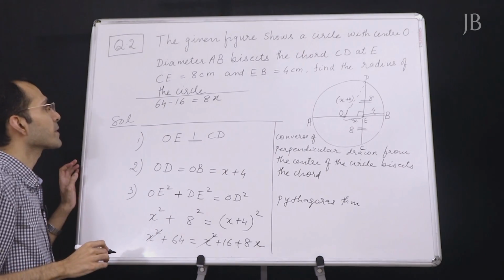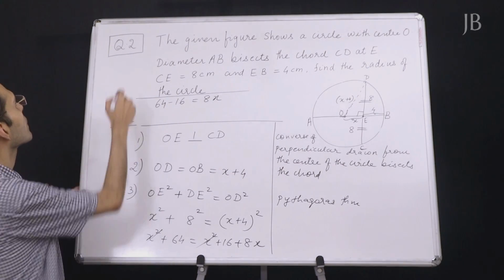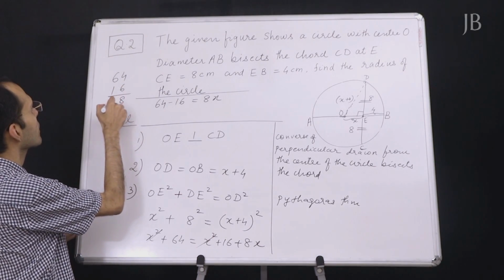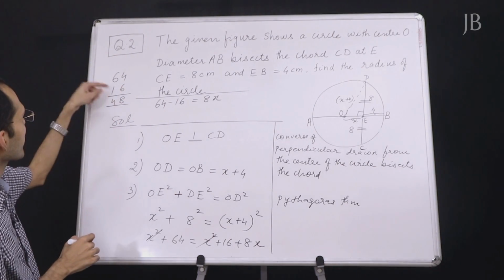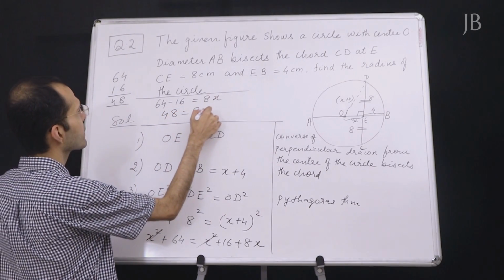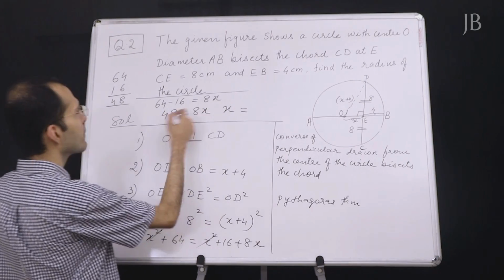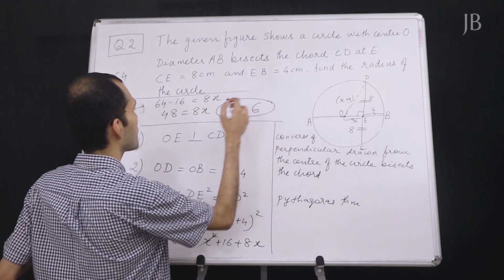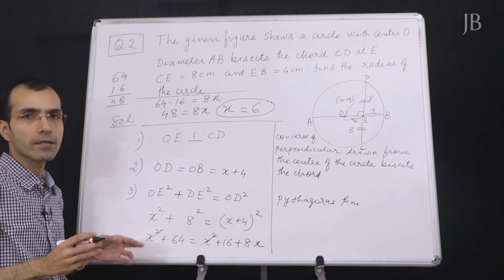So 64 minus 16, how much? Oh, let me work out. This is 48. Correct, no? So 48 is equaling 8x. So x will be 48 upon 8. That is 6. But just because we have found x does not mean that the answer is over.